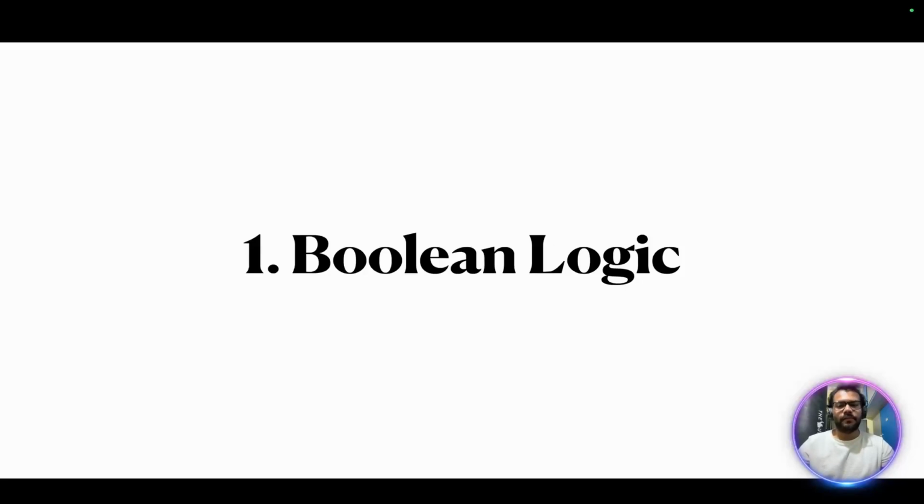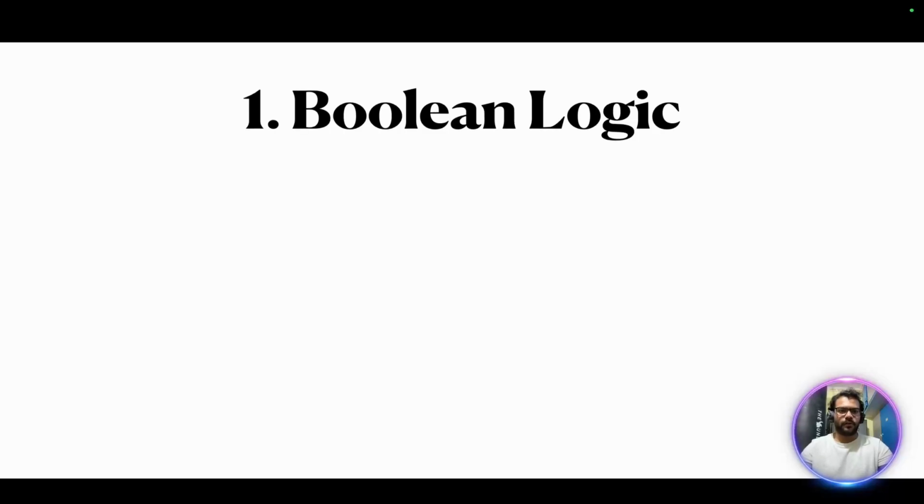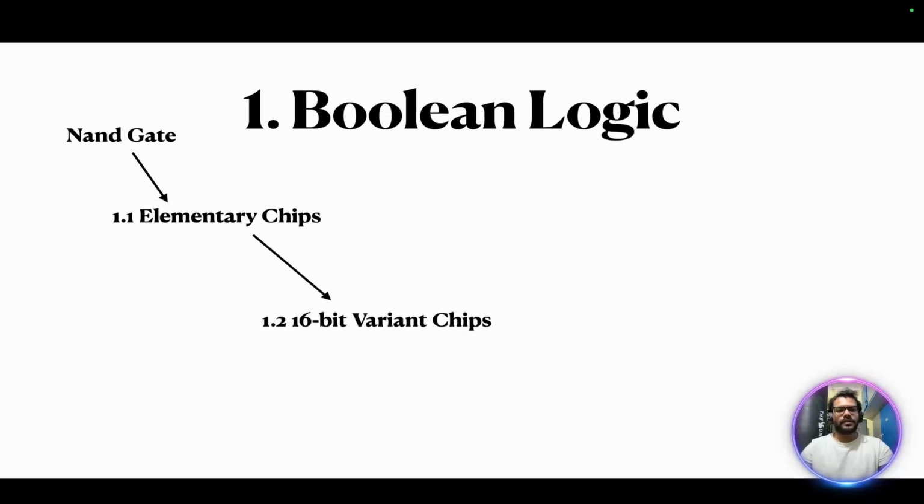Hello there. Welcome to Chapter 1, or as the course says, Project 1, which is Boolean logic. Let's see what this chapter or project is all about. We start with NAND gates and we build elementary chips, and we use these elementary chips to build 16-bit variants and also build multi-way variant chips. This will be the entire journey in this project.